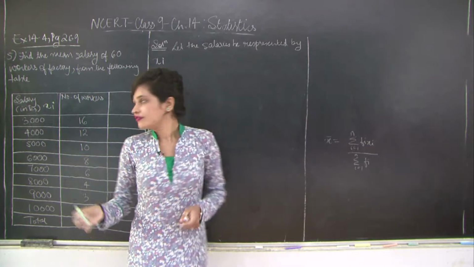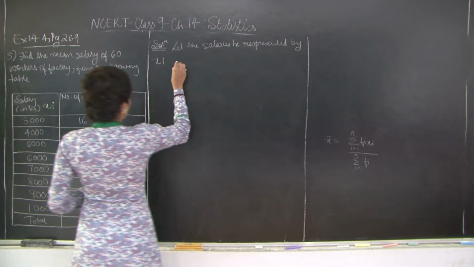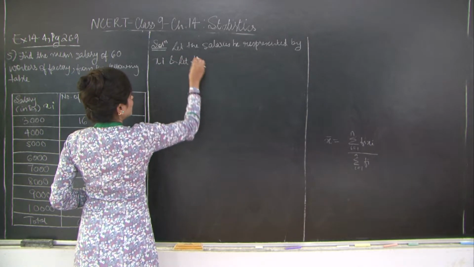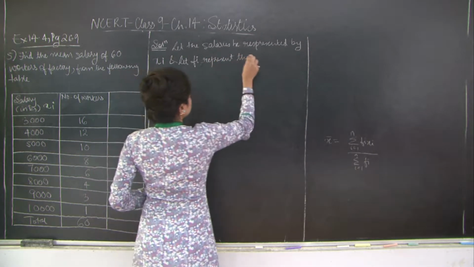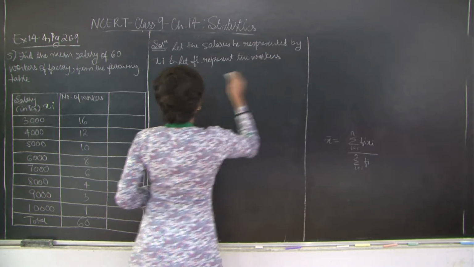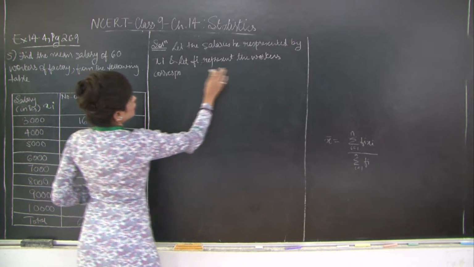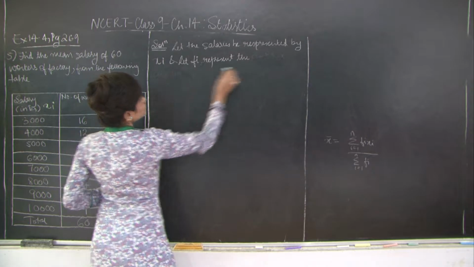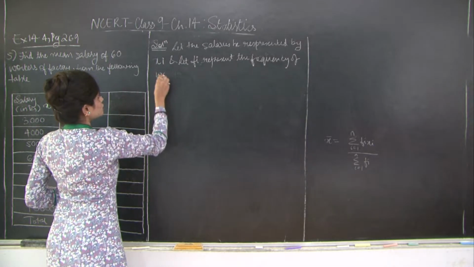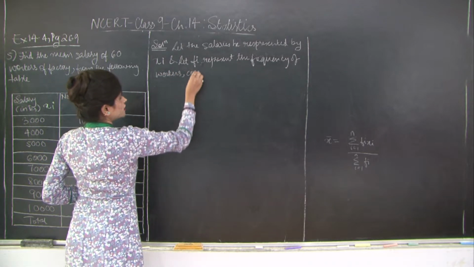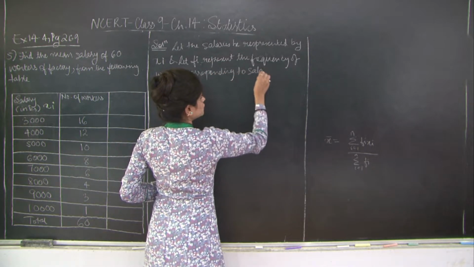Alright, then we have the number of workers, which is nothing but the frequency of workers. So I'm going to say, and let fi represent the frequency of workers corresponding to salary xi.